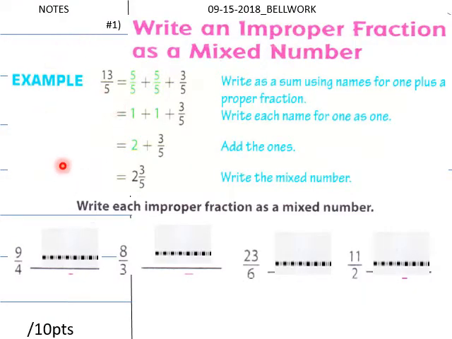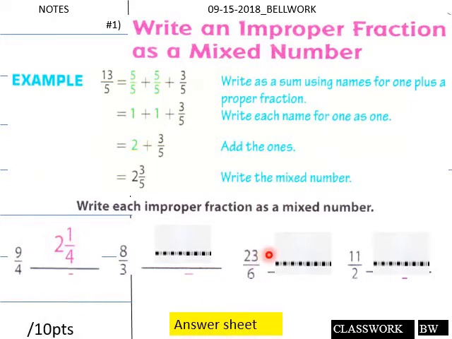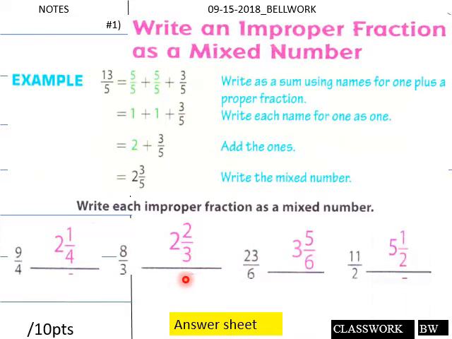Here's the bell work here. We're going to write an improper fraction as a mixed number, so change these into mixed numbers, students. Warm up your brain doing that. Then, oh, it must be your lucky day here. I provide your solutions so you can check yourself. You got these correct. Bravo.